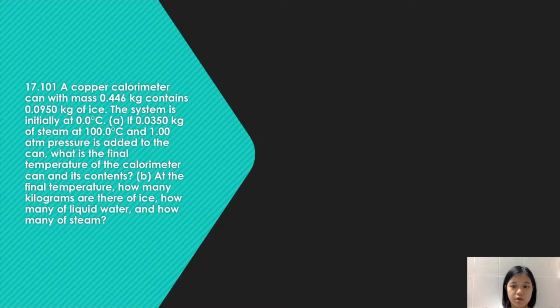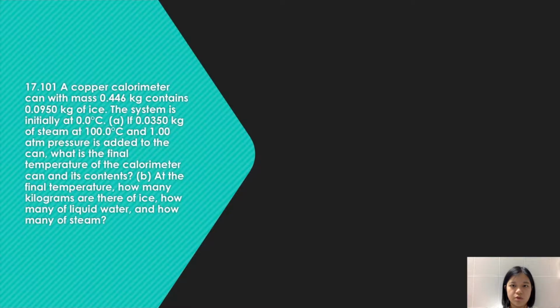17.101, is a copper calorimeter can with mass 0.446 kilograms contains 0.95 kilograms of ice. The system is initially at 0 degrees Celsius. A. If 0.35 kilograms of steam at 100 degrees Celsius and 1 atm pressure is added to the can, what is the final temperature of the calorimeter can and its contents? At the final temperature, how many kilograms of ice are there, how many of liquid water, and how many of steam?